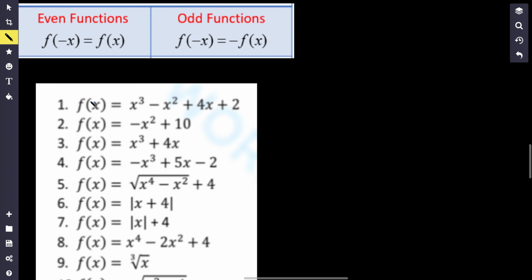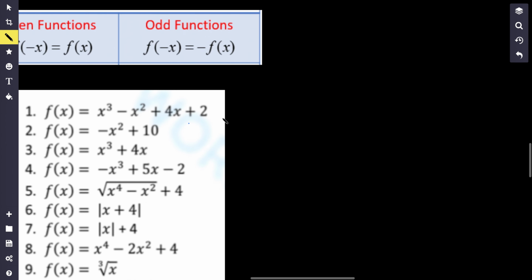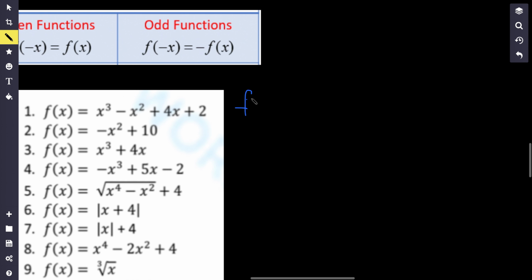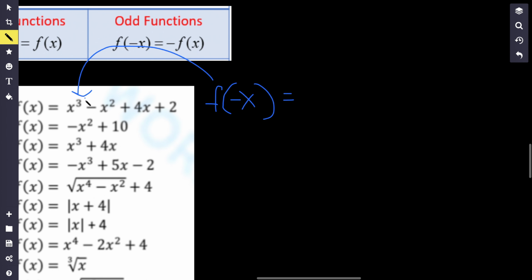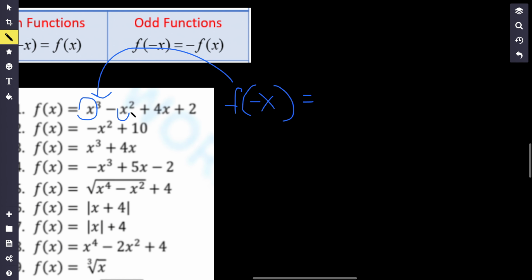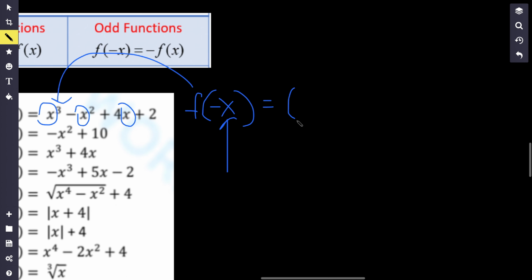So, we want to find out if this is an even, odd, or neither. How do we do this? We'll first start off by plugging f of negative x into our first function. So if we plug in negative x, everywhere we see x, we replace it with a negative x. So everywhere we see x, instead of x to the third power, we have negative x to the third power. Instead of minus x to the second power, we have negative x to the second power, plus 4 times negative x plus 2.